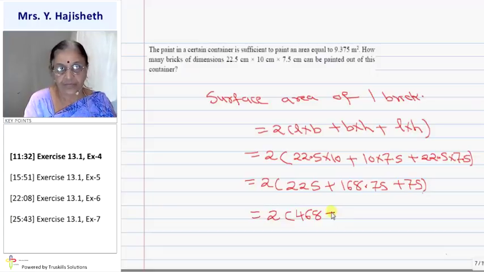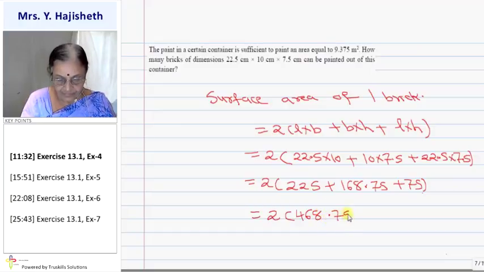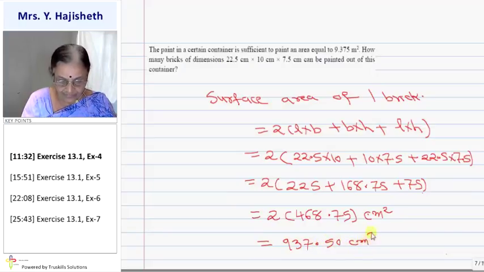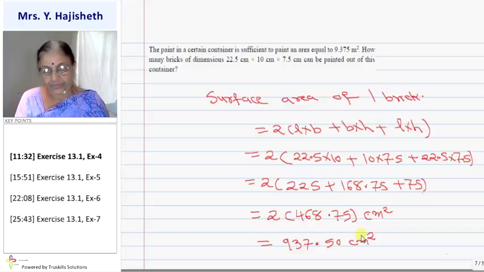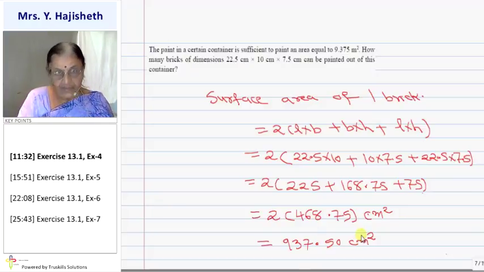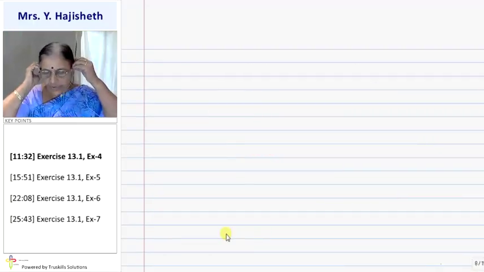468.75, right, centimeter square. If I multiply, it is coming 937.50 centimeter square. Clear? Now, here 937.50 centimeter square. Now, you are asked to find out the number of bricks. I ask you to find out the number of bricks, okay?